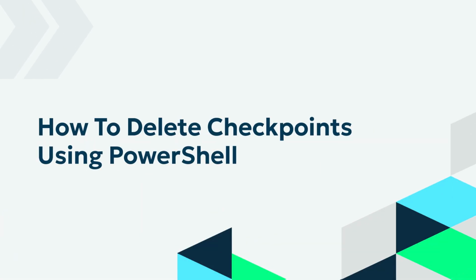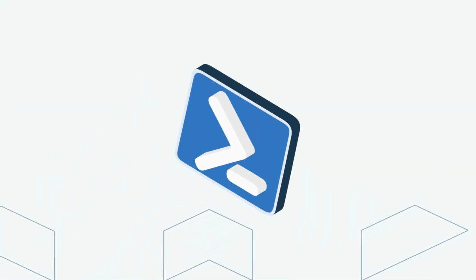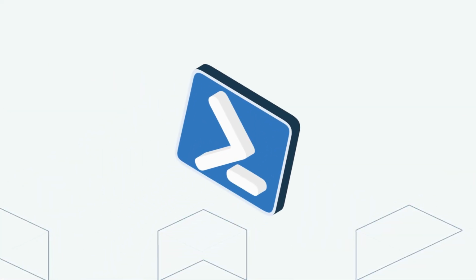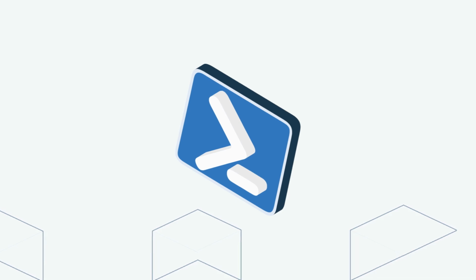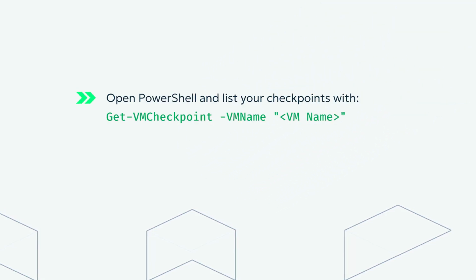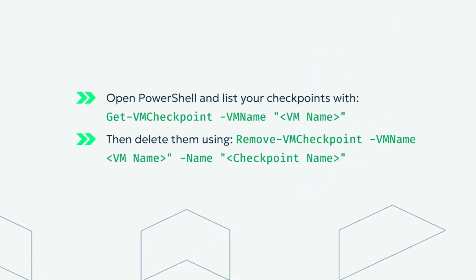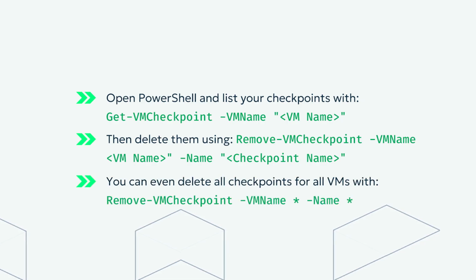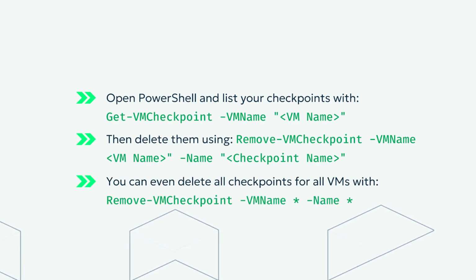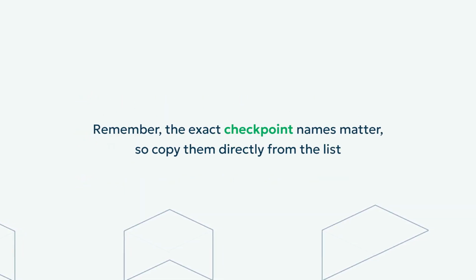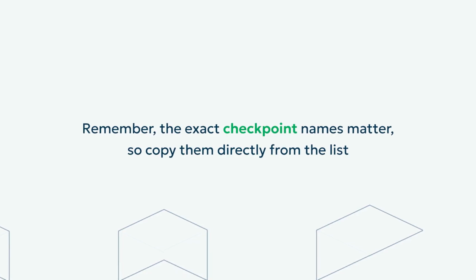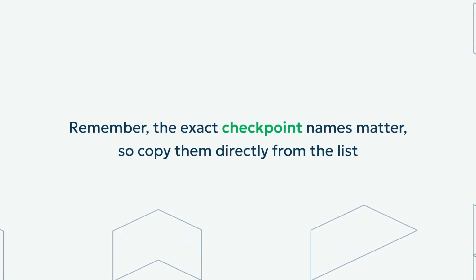How to delete checkpoints using PowerShell. For administrators managing multiple VMs, PowerShell offers a faster, automated option. Open PowerShell and list your checkpoints with, then delete them using. You can even delete all checkpoints for all VMs with. Remember, the exact checkpoint names matter, so copy them directly from the list.